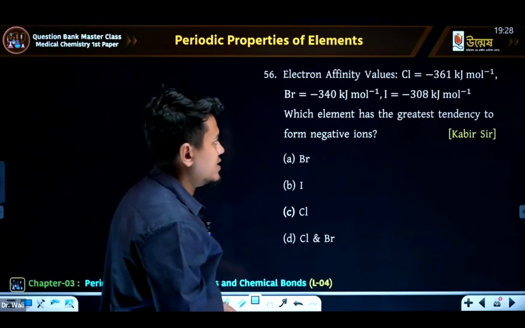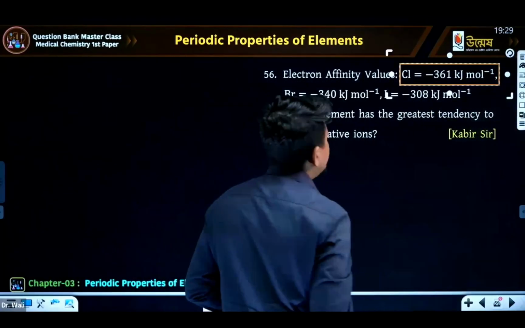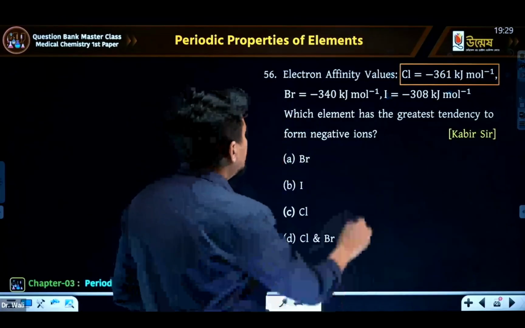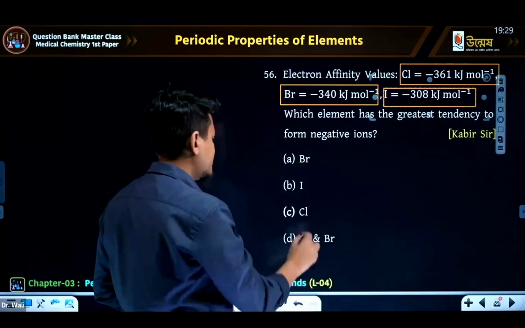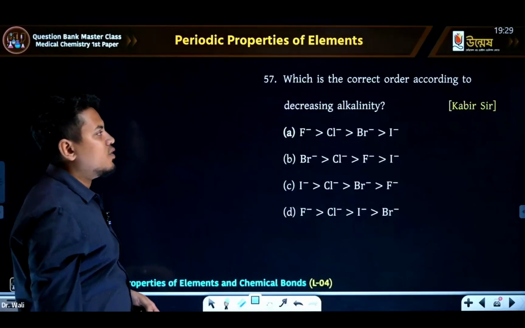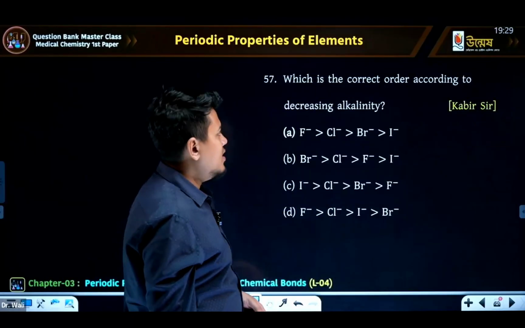The electron affinity value of chlorine is minus 361. It is not that correct. It is minus 348. Bromine is minus 340. Iodine is minus 308. Which element has the greater tendency to form a negative ion? Certainly chlorine. Which is the correct order according to decreasing alkalinity?